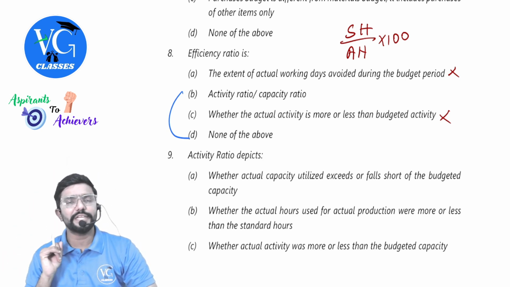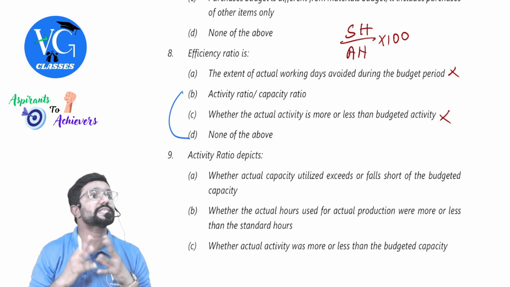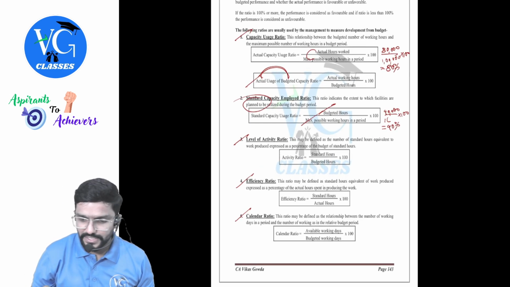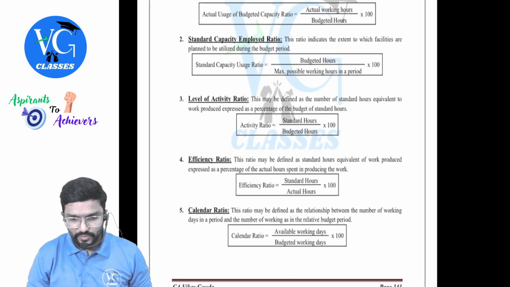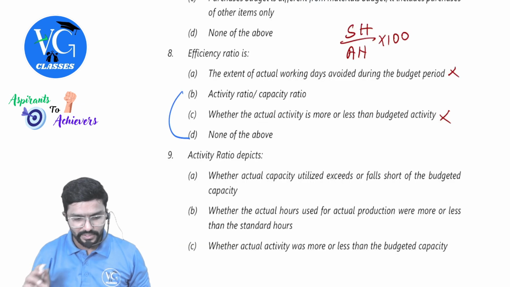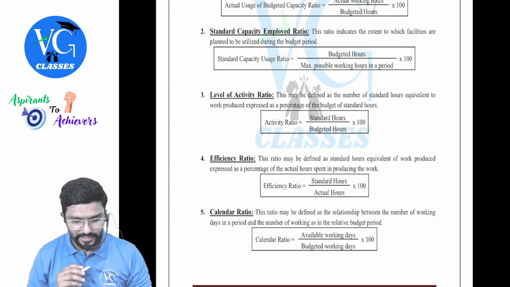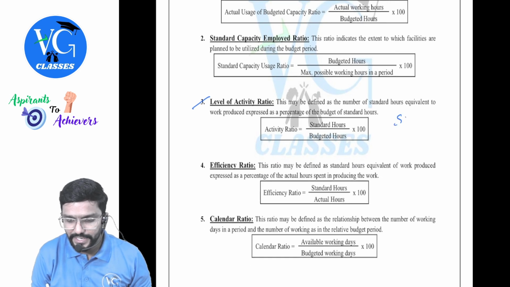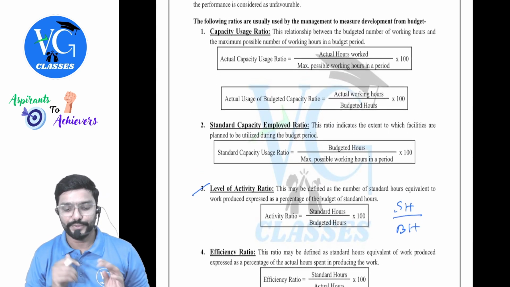Now, what is this activity ratio and capacity ratio? Sir, did we calculate this? Yes, we have a formula for it. Let us try to work out on that, guys. Just a second. I will clear all this. What are the two things given in the options? Sir, activity ratio divided by capacity ratio. Okay, activity ratio, what is the formula, sir? Standard hours divided by budgeted hours.